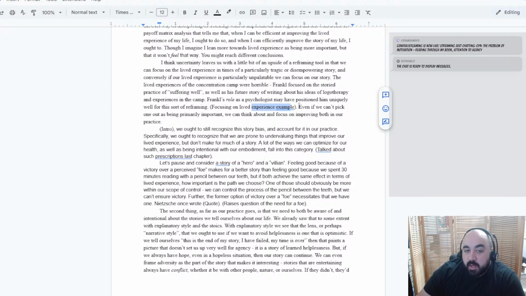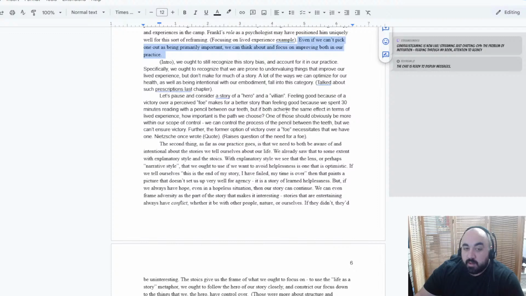Even if we can't pick out one as being primarily important, we can think about and focus on improving both in our practice. That is, both the stories which we tell ourselves about our life and also the lived experience of our life.